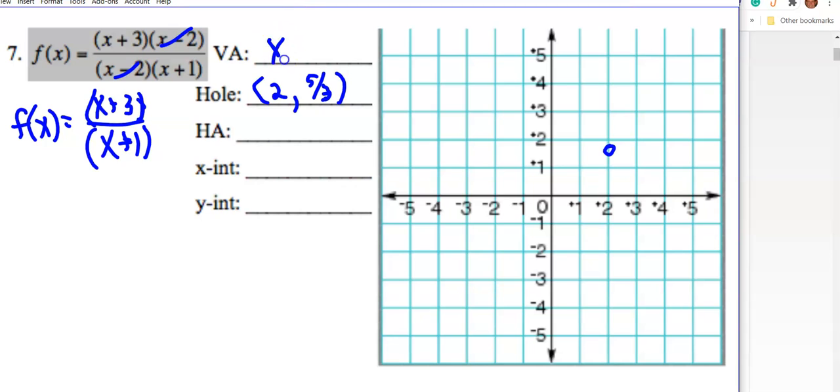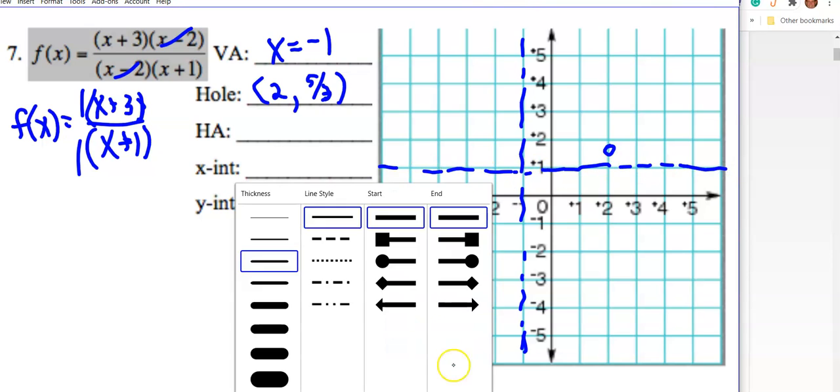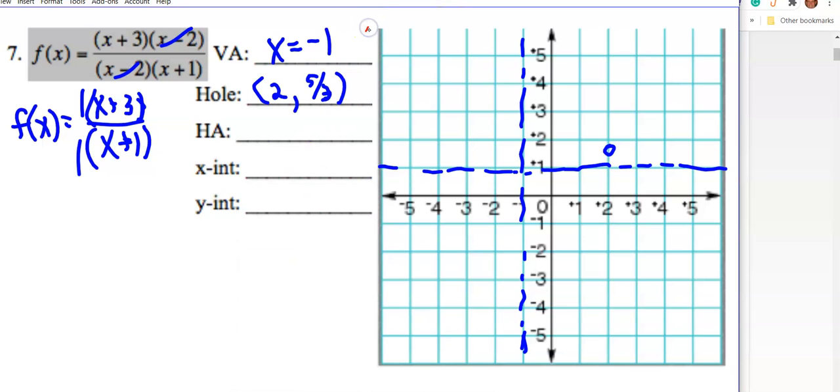Vertical asymptote at x equals -1. So when it's a hole, it doesn't cause a vertical asymptote. And it's the same degree, so it's going to be leading coefficients of 1, so y equals 1. So I'm going to draw in the horizontal asymptote this time. Helps. So y equals 1.